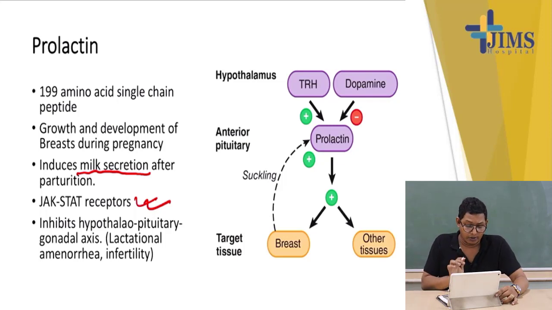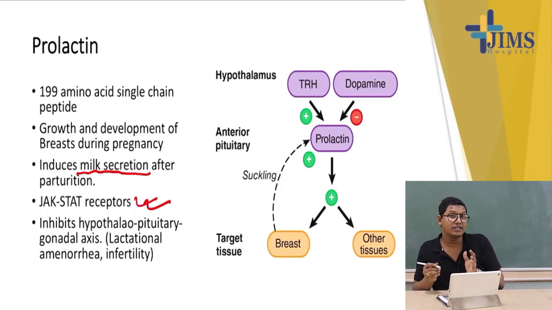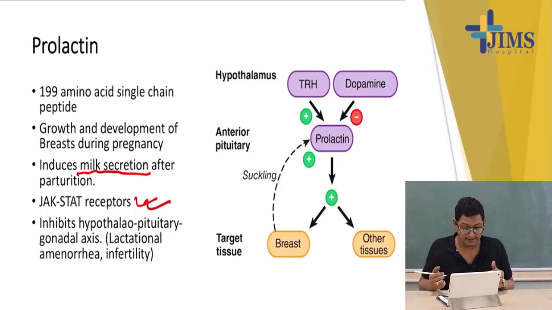One thing must be remembered, prolactin inhibits the hypothalamo-pituitary gonadal axis. Hypothalamo-pituitary gonadal axis means release of FSH and LH. Therefore, high levels of prolactin inhibit the hypothalamo-pituitary gonadal axis. That is why we see lactational amenorrhea and lactational infertility.